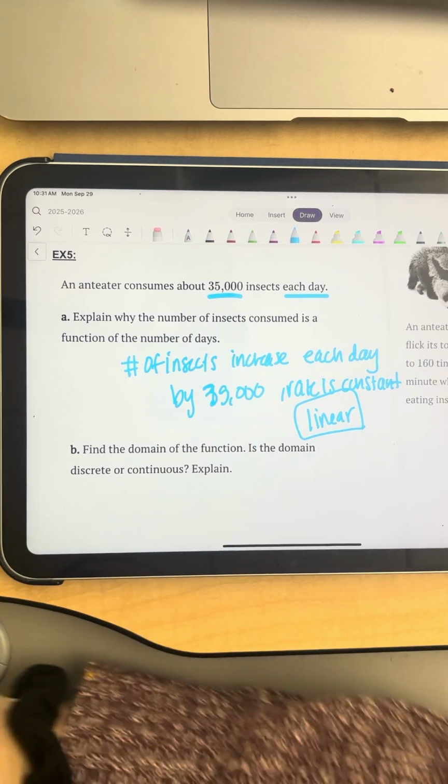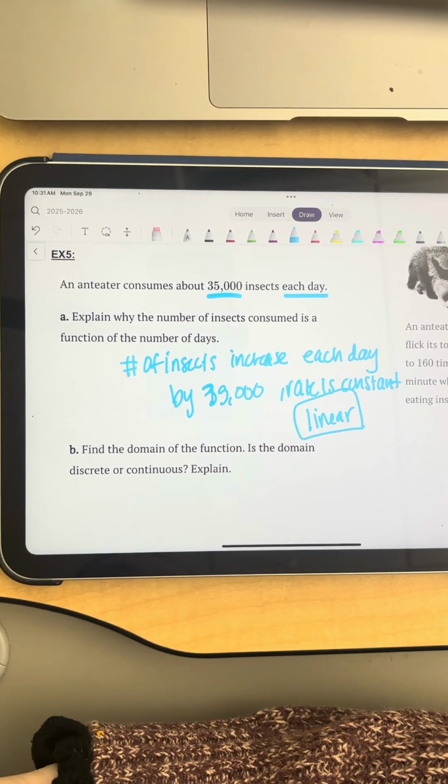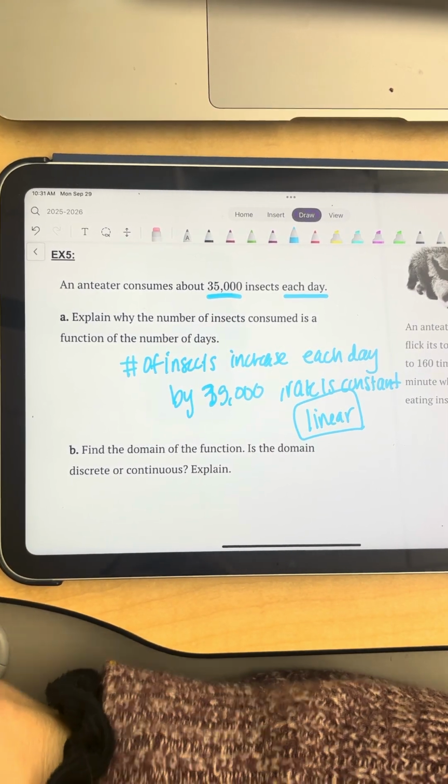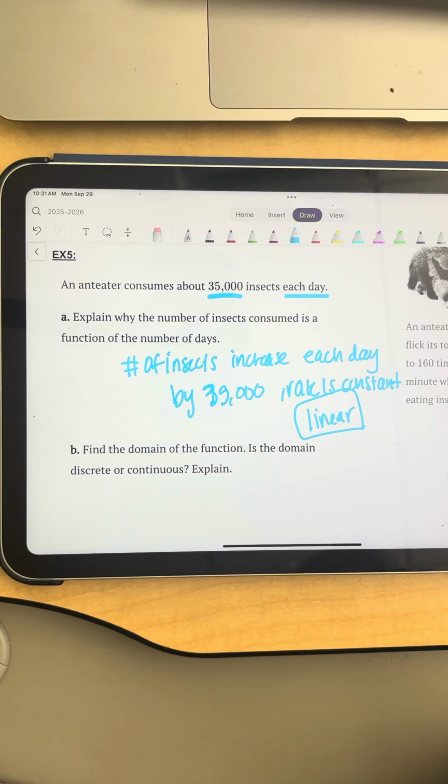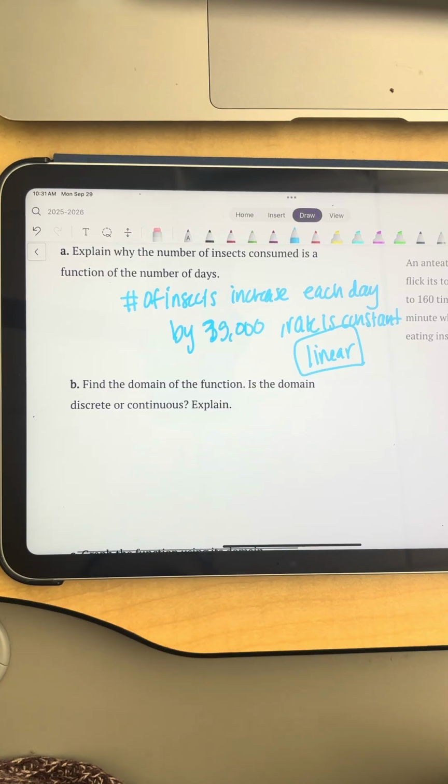Now, obviously it's not going to be exactly 35,000 insects every single day, but if you are doing something over time, and in this case, we're just going to pretend that it's always that, it's going to be a linear graph. I know it could be slightly off, but it's essentially that every single time. If I'm talking about the domain, so finding the domain of the function, is the domain discrete or continuous? So can it eat 1.5 insects each day? That's kind of what we're asking ourselves.